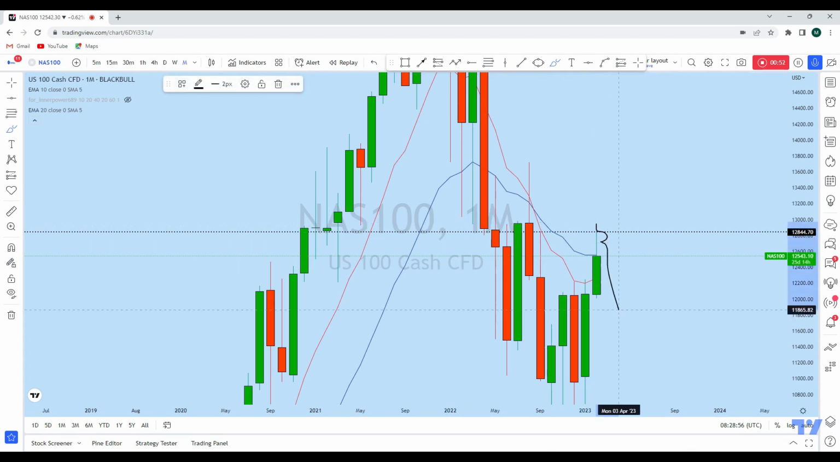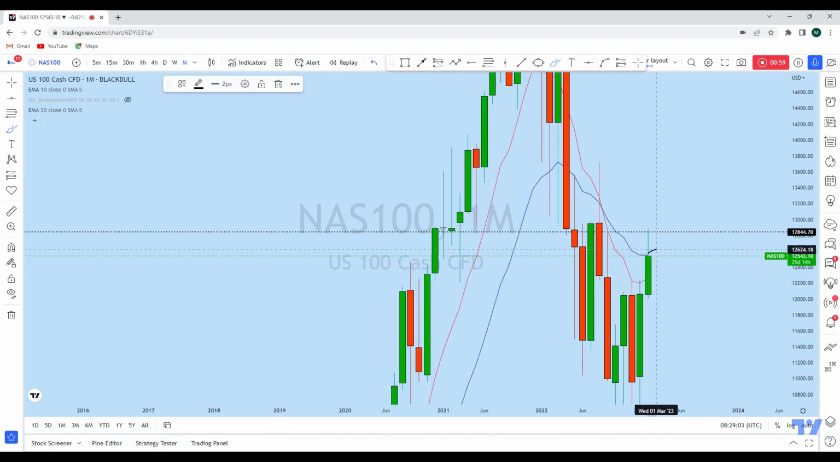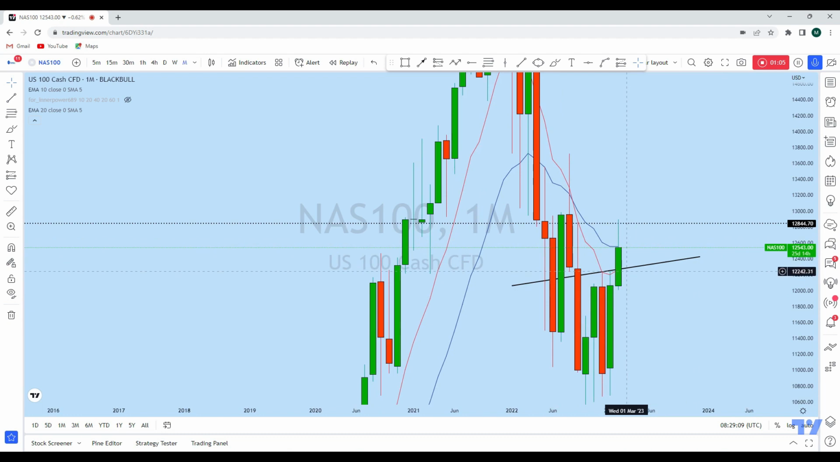Now we see that the market is retreating back as the market has already grabbed liquidity. What we can expect on Nasdaq is to come back down at least to this monthly level of support zone, which acted here as resistance, turning here into support.